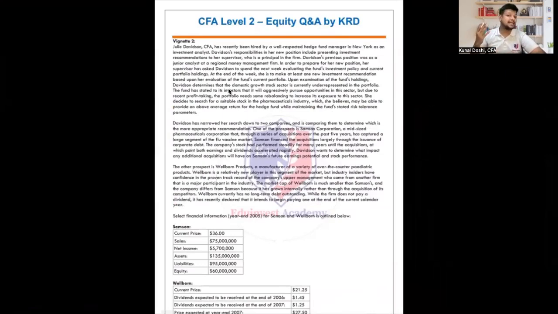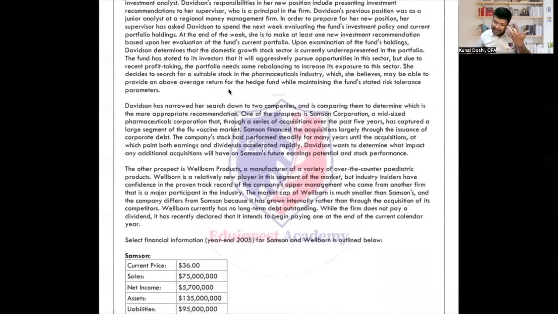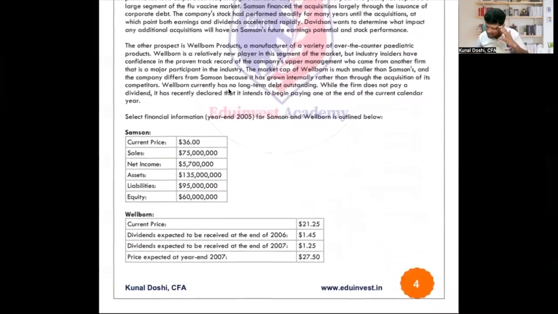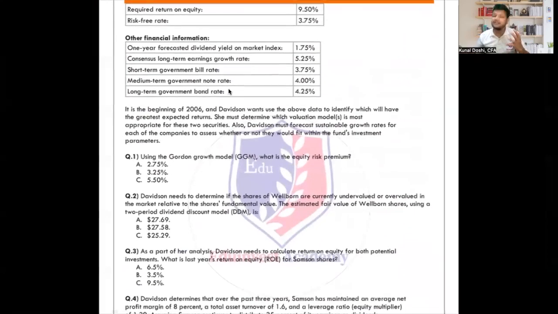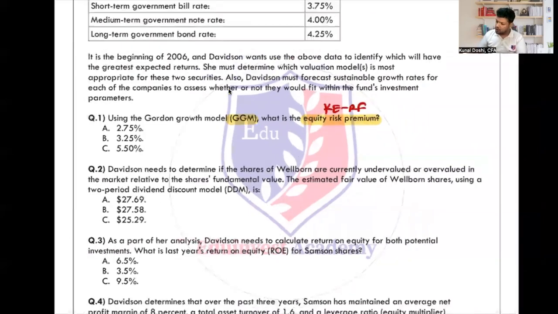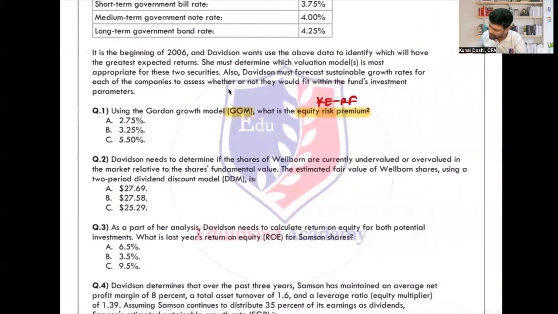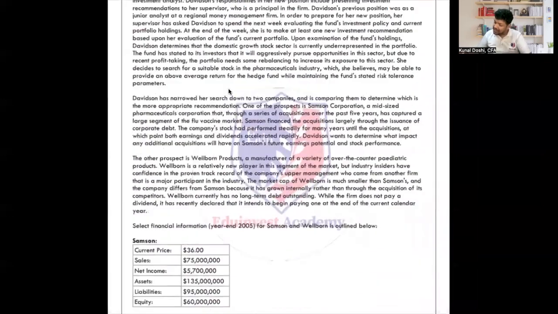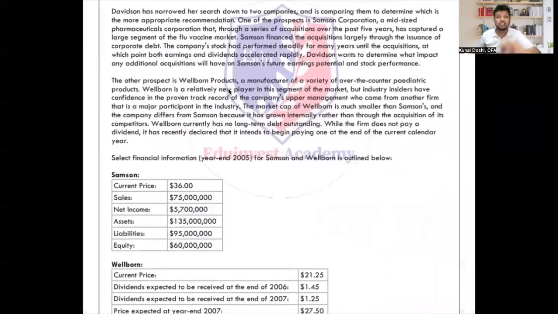Let's do a second case study related to the dividend valuation approach. This is a slightly lengthier one, but my expectation is that in the real exam, when things are lengthier, they are not lengthier when it comes to the information. For example, in the first case, they are asking us, using Gordon's growth model, what is the equity risk premium? Equity risk premium is cost of equity minus RF. So this is the first thing we are going to use, the equity risk premium of which company. That's where we'll have to start using the information. So, equity risk premium using Gordon's growth.